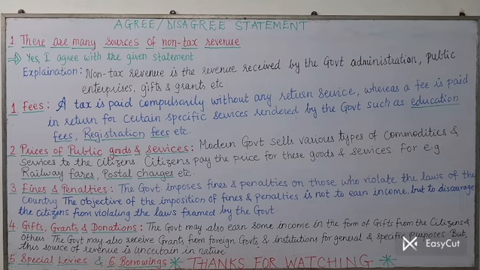Moving on to the third source, fines and penalties. The government imposes fines and penalties on those who violate the laws of the country. The basic objective behind the imposition of these fines and penalties is not to earn income. It's not the government's objective that people should break the rules and the government will earn from the fines and penalties. No. But these fines and penalties are imposed in order to discourage the citizens from violating the laws framed by the government.